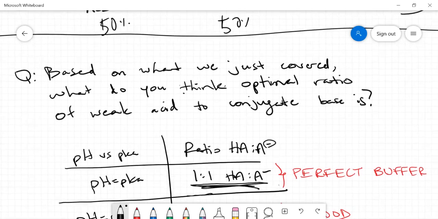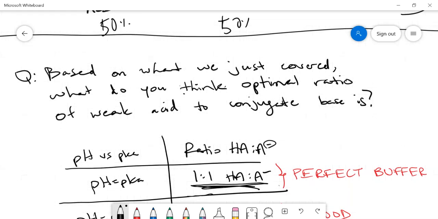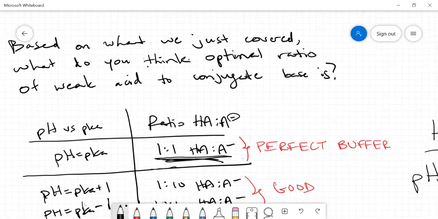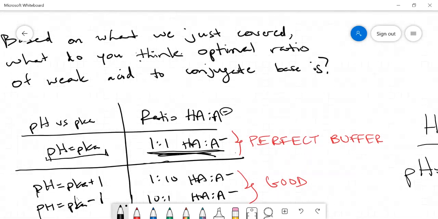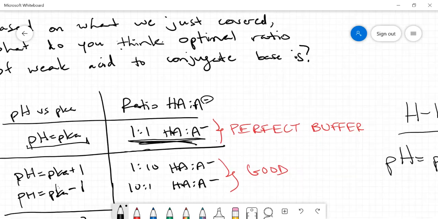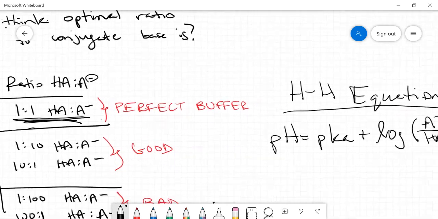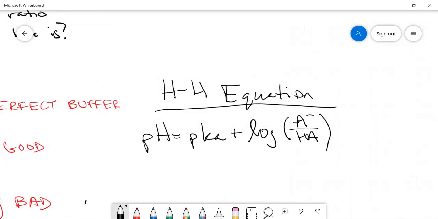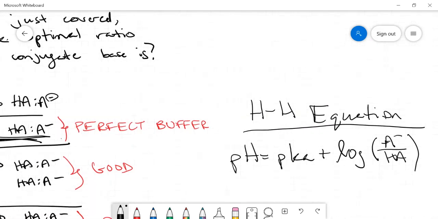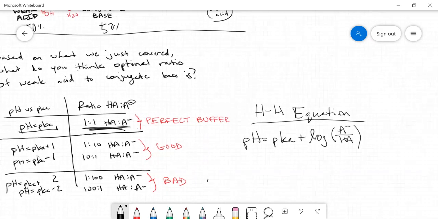Now you might ask yourself, how do I know I have that 1-to-1 ratio of weak acid to conjugate base? The way that you know this is you have to compare the pH versus the pKa in order to know that you have an optimal ratio of weak acid to conjugate base. And anytime you're confused on what your ratio of weak acid to conjugate base is, you should always go to this handy-dandy equation called the Henderson-Hasselbalch equation. You're going to plug into this equation to find the ratio of weak acid to conjugate base based on the pH versus the pKa. So in this case, we said that when the pH equals the pKa, we have a 1-to-1 ratio of weak acid to conjugate base, and we have that perfect buffer.